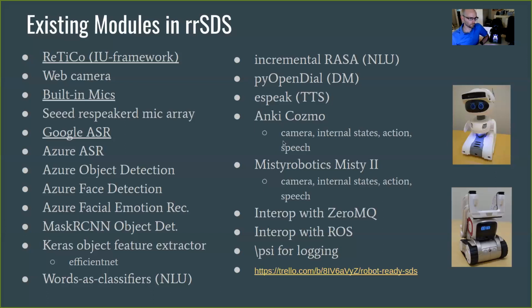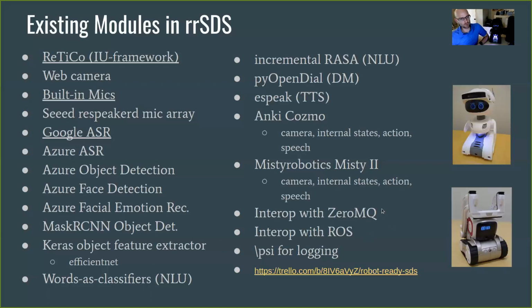And then we have the Cozmo modules: camera, internal states, action, and speech. Same thing with the Misty Robotics Misty 2 robot. So this is the Cozmo robot, and this is the Misty robot. They have a similar look and feel, though the Misty robot is much taller and its head can move around a lot more. Cozmo is very small, no taller than say a softball.